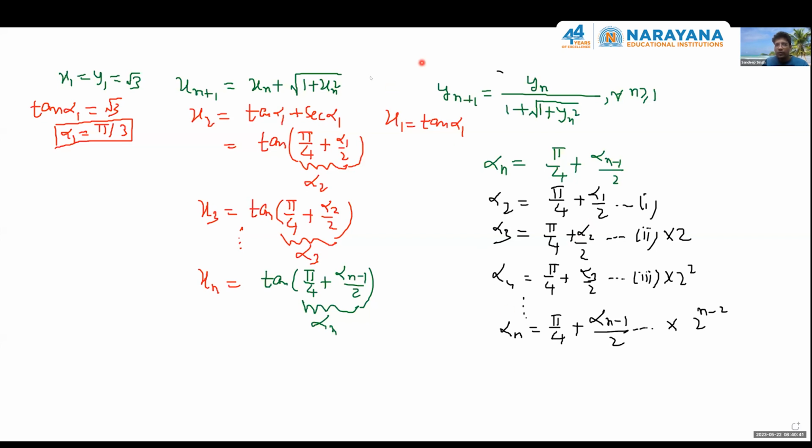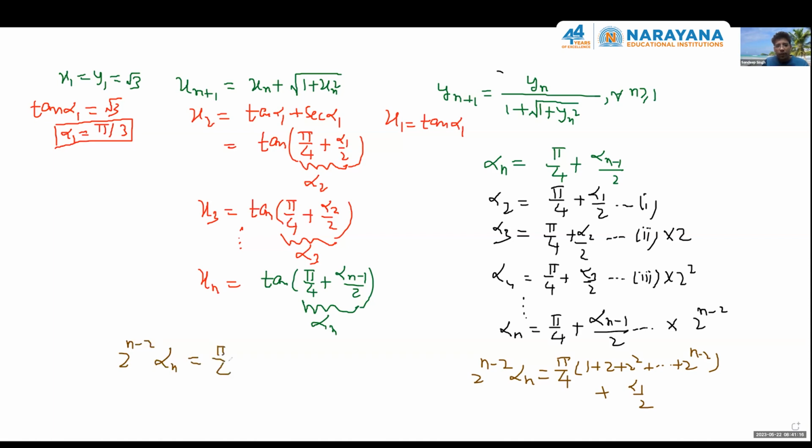So ultimately on the LHS, what will remain? 2 power n minus 2 alpha n. And on the RHS, if you take the pi by 4 term common, this will form a GP: 1 plus 2 plus 2 square up to 2 power n minus 2, and then similarly alpha 1 by 2. The rest all will get cancelled. Getting the point?